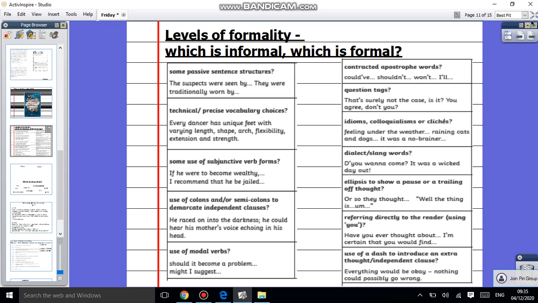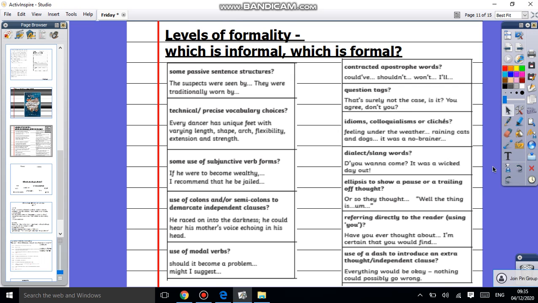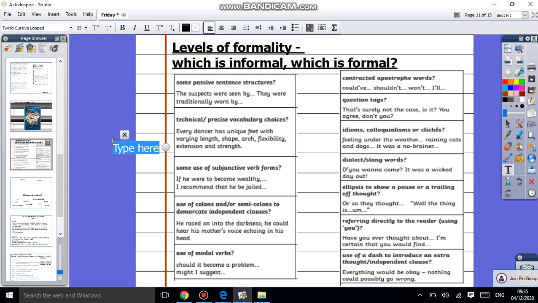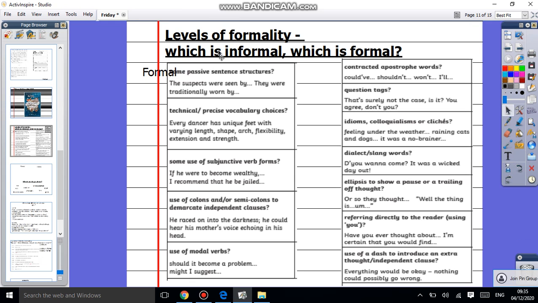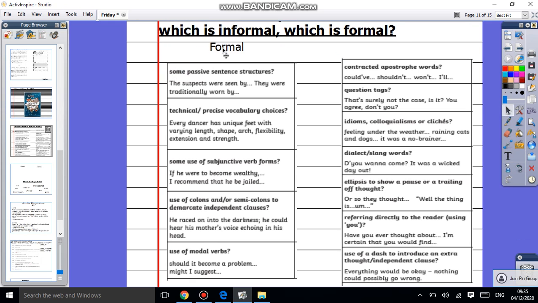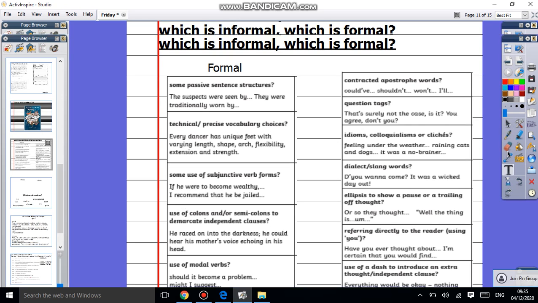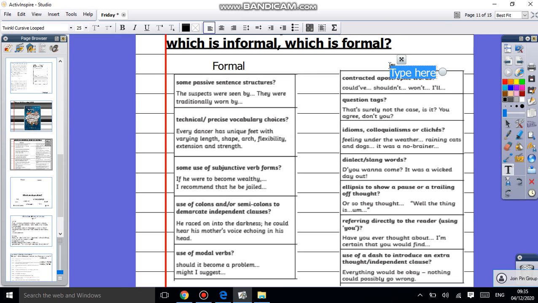Well, hopefully you've recognised that this side is formal. And this side is informal. Okay, so these are all different techniques we can use in formal writing and informal writing.